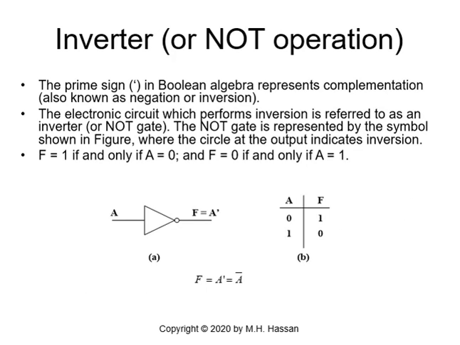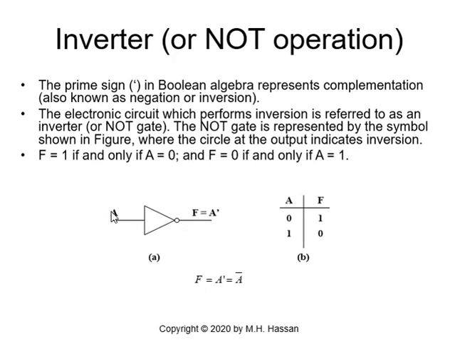So, an inverter or NOT operation. The prime sign, the complement sign, in Boolean algebra represents complementation, also known as negation or inversion. The electronic circuit which performs inversion is referred to as an inverter or NOT gate. The NOT gate is represented by the symbol shown in the figure. So we have a simple triangle and this circle. This circle signifies negation or inversion.